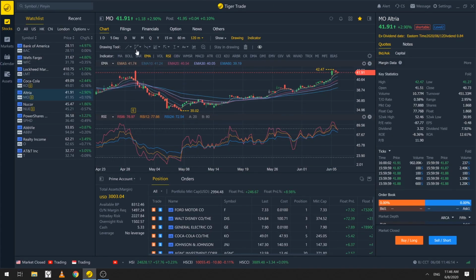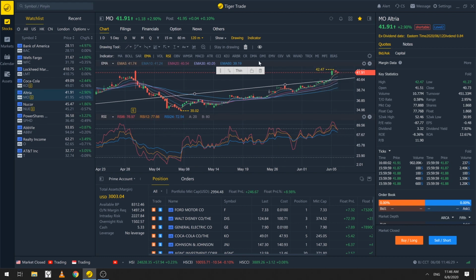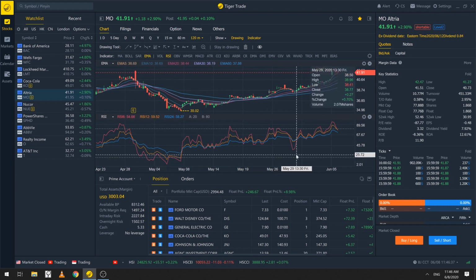So in the main platform, in the main center area, let's talk about this first because I think this is the most interesting part of the platform. You have your charts, which you can draw on. You're able to draw some arrows here. You're able to use different indicators as well. They have the EMA, they have the RSI, they have the volume.